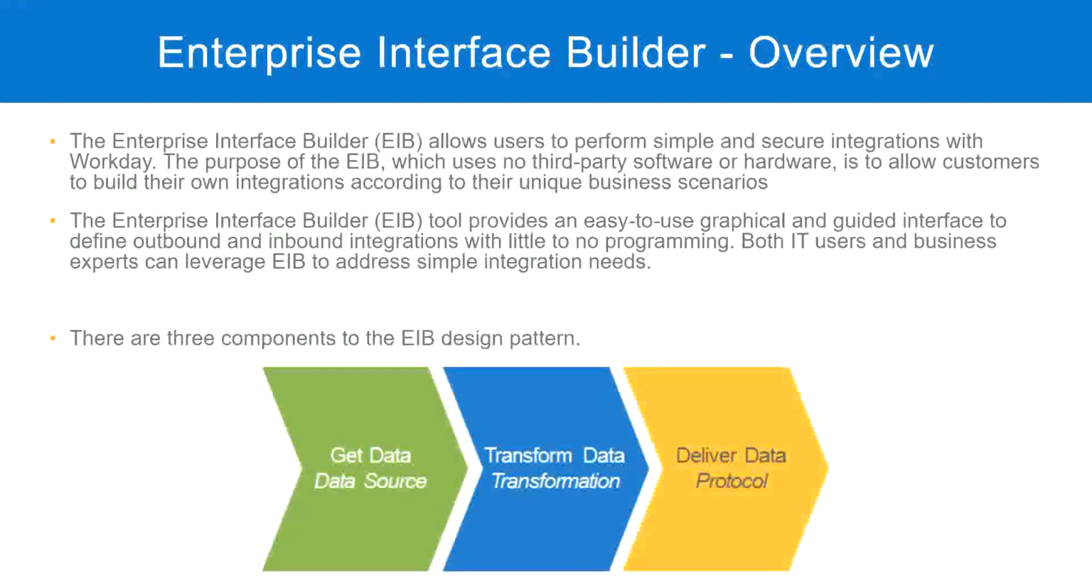So what we are going to do is configure these 3 steps. Get data: where are we going to get the data from? That is something we have to configure. Do we need transformation? If yes, configure that. If no, leave it blank. And then deliver the data: how are we going to send the data to an external system? We have to configure that as well. Once we do these 3 steps, our EIB is ready. We are going to start exchanging information from Workday with an external system.